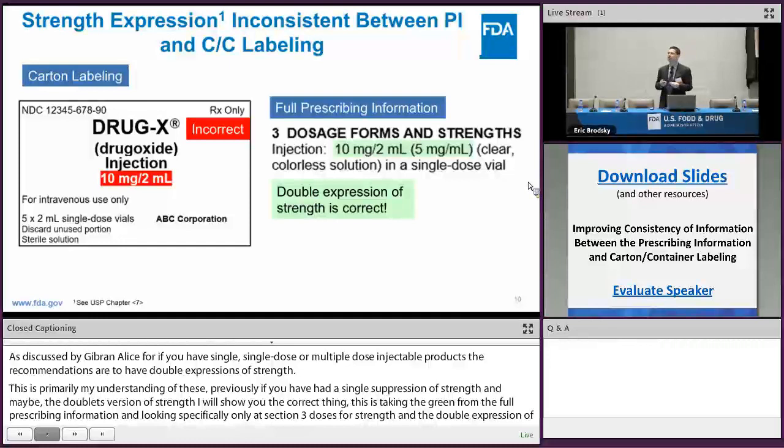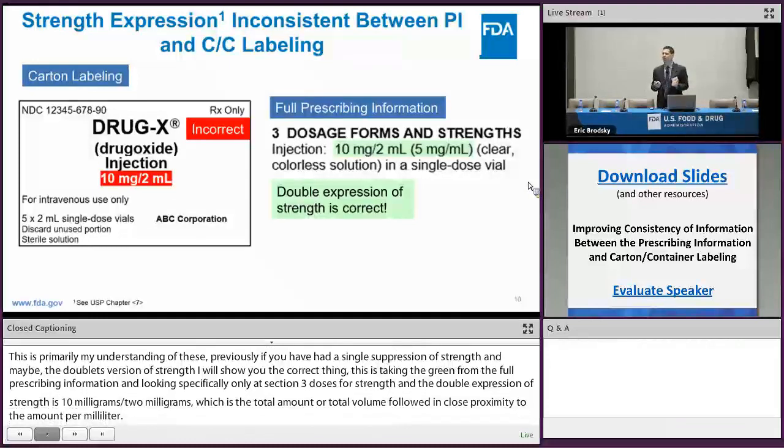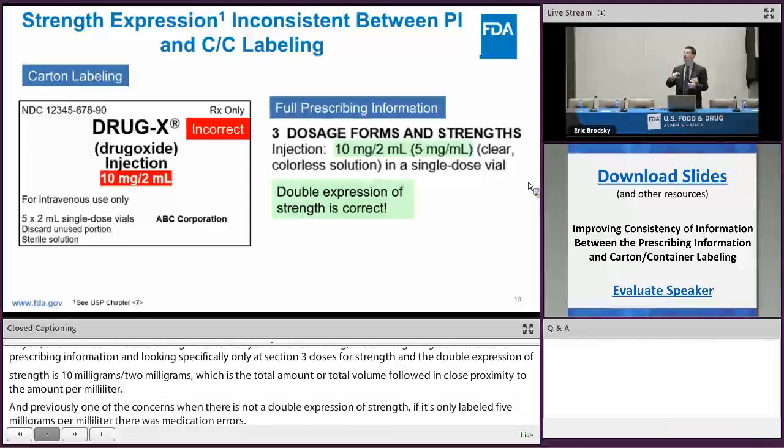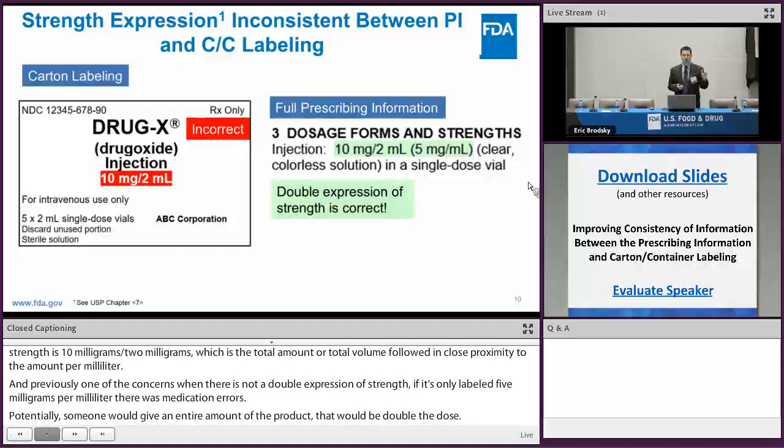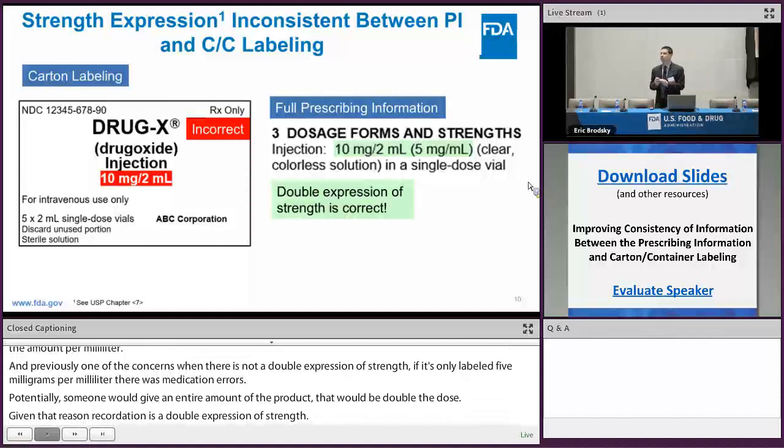And previously, one of the concerns when there is not a double expression of strength, if it's only labeled 5 milligrams per milliliter, there were medication errors. So potentially someone would give an entire amount of the product that would be double the dose. So given that reason, the recommendation is a double expression of strength. So on the left, the carton container labeling is incorrect. It's got a single expression of strength.